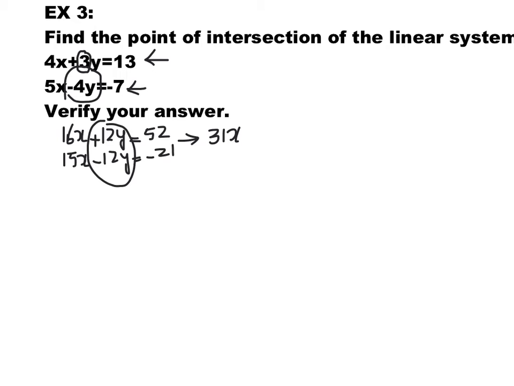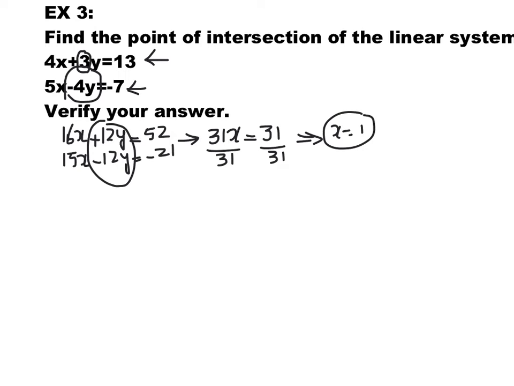12y minus 12y is going to give me 0, is going to be equal to 52 minus 21, which is 31. Now I divide both sides by 31 and I get x is equal to 1. Now I pick any of these equations and substitute x equal to 1 and find y.